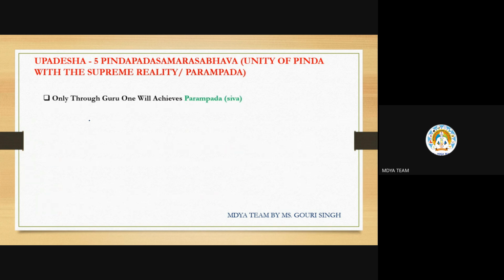How does this individual soul become united with that supreme self, which is known here as Parampada? He has just given the name Parampada. We have already seen the same name in the Yogabija also, because of the same writer, he uses the same words. Okay, so only through the Guru will one achieve this Parampada state. This Parampada state means one will achieve that Shiva state.